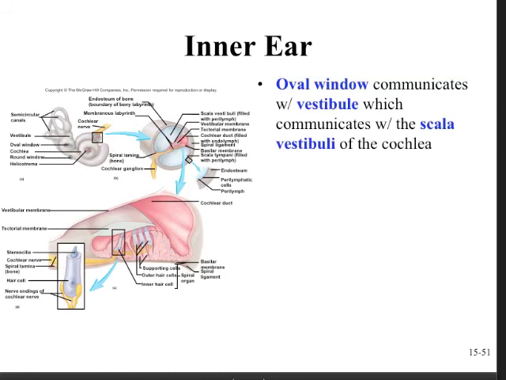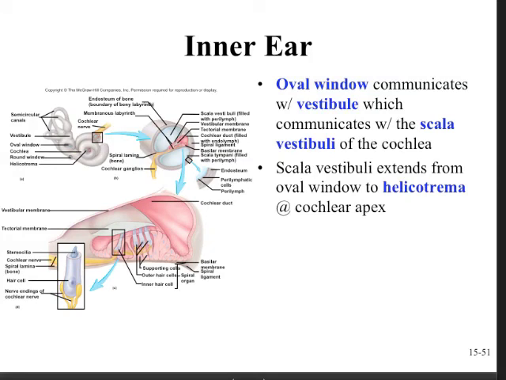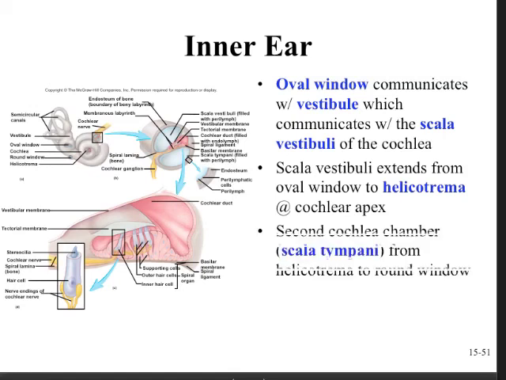If we look at the inner ear, the oval window communicates with the vestibule, which communicates with the scala vestibuli of the cochlea. The scala vestibuli extends from the oval window to the helicotrema at the cochlear apex. Notice that the cochlea has kind of a snail shape to it. The broad end is going to be near the point where the stapes attaches to the oval window, and the narrow end is going to be towards the center of the cochlea. And different regions of the cochlea, as we're going to find out, respond to different wavelengths of sound.